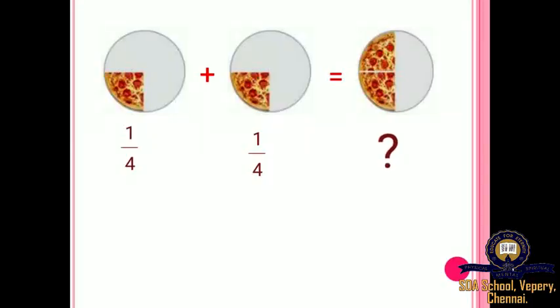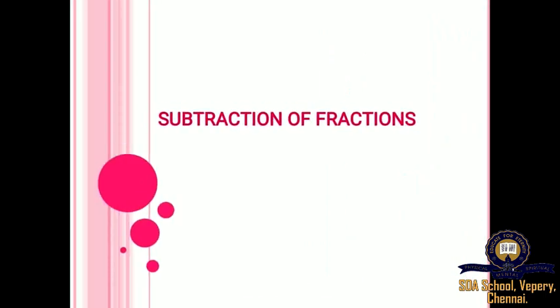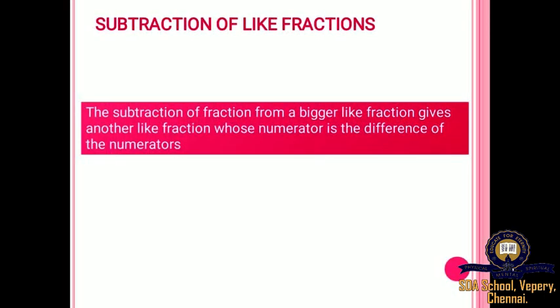Can you find the sum of the given fraction? Yes, 1 by 4 plus 1 by 4. Yes, you are correct. It is 2 by 4. Next, we will see subtraction of fractions. In that, we have subtraction of like fractions. The subtraction of a fraction from a bigger like fraction gives another like fraction whose numerator is the difference of the numerators.